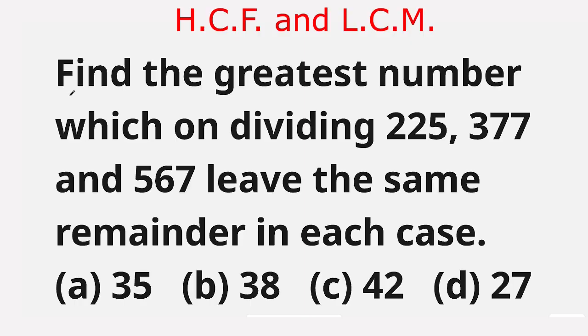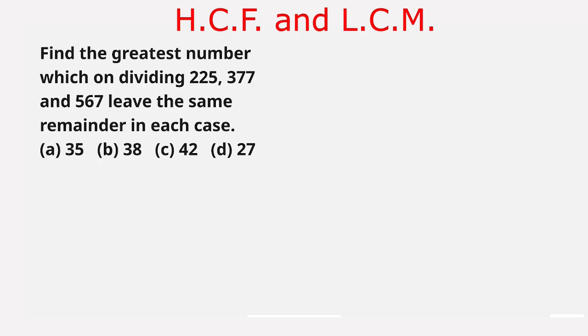Our question is, find the greatest number which on dividing 225, 377 and 567 leave the same remainder in each case. The given options are option A 35, option B 38, option C 42, option D 27.